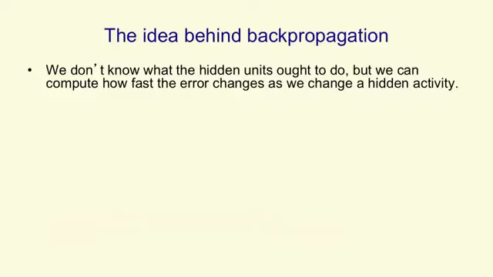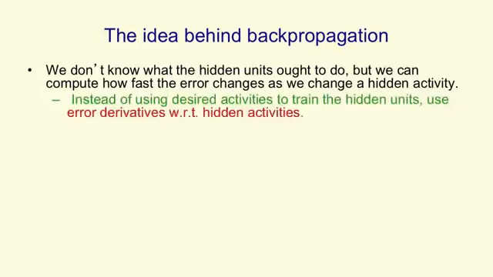So, the idea behind backpropagation is that we don't know what the hidden units ought to be doing. They're called hidden units because nobody's telling us what their states ought to be. But we can compute how fast the error changes as we change a hidden activity on a particular training case. So instead of using activities of the hidden units as the desired states, we use the error derivatives with respect to activities.